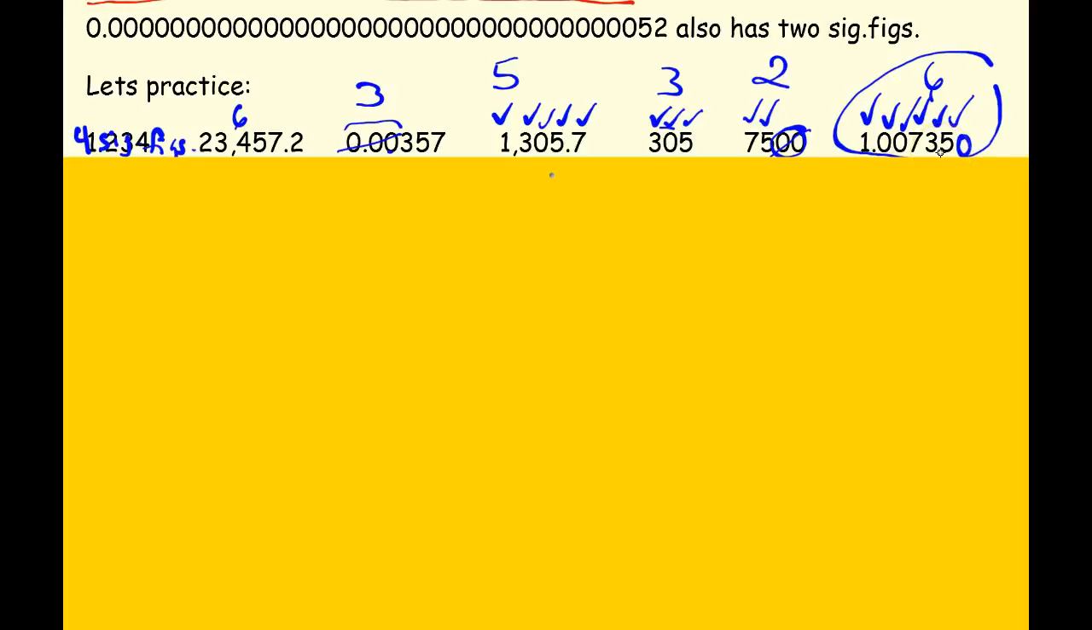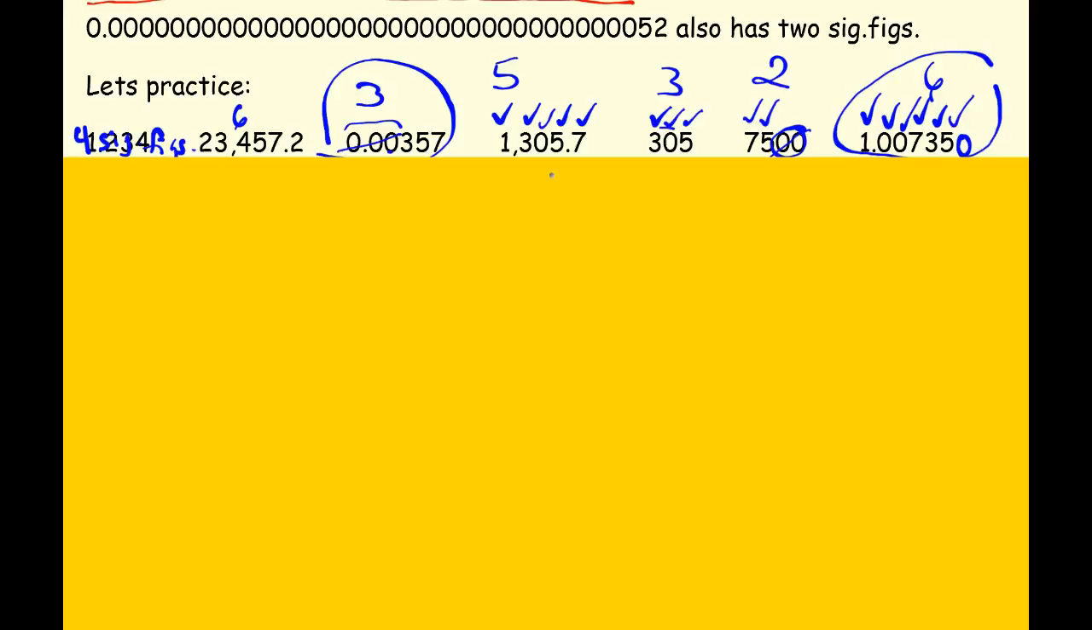The last rule states that zeros to the left of the first non-zero digit are insignificant, or they do not count, because they're only placeholders. The example would be this one right here. The zeros in front of this 3 do not count. They're in front of the first non-zero number.